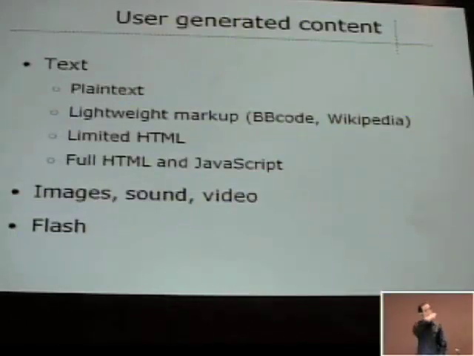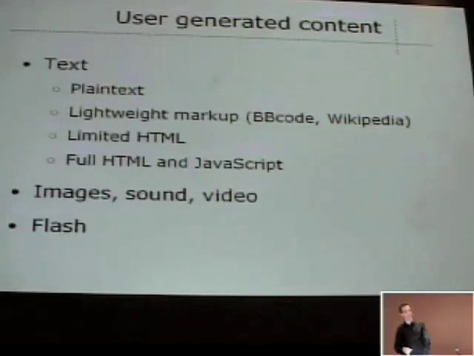And if you look at the order in which I have these bullets, filtering the bad stuff from the user-generated content gets increasingly harder as you go down. So filtering stuff from plain text, fairly easy. Filtering stuff when you're allowing users to use all HTML tags and JavaScript, I wouldn't say impossible, but it's very, very hard. There are a lot of subtleties.